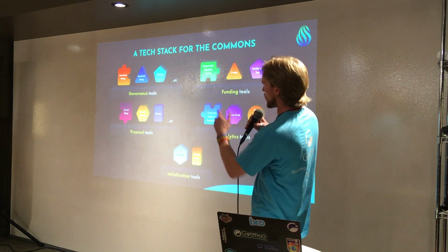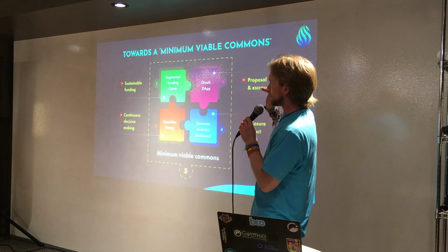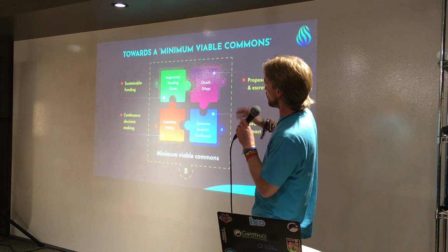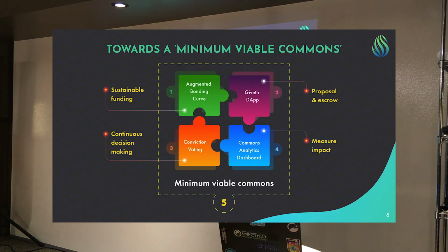But where do we start on this big roadmap of the Common Stack? So we've identified these 4 key components that will build this minimum viable commons. So first of all, we need sustainable funding. And this is something that comes up all the time. We just had a panel at DevCon earlier today about funding mechanisms. So we're working on the augmented bonding curve to provide a continuous funding mechanism for communities.